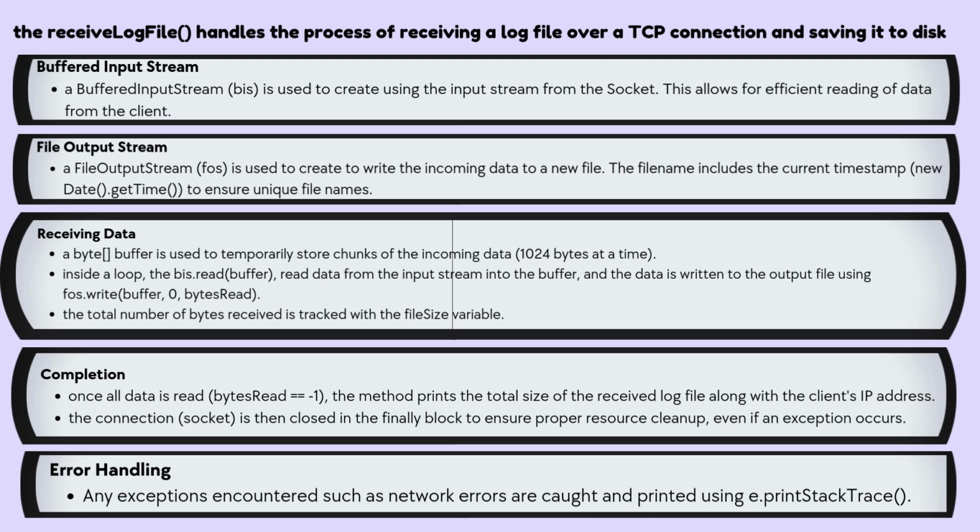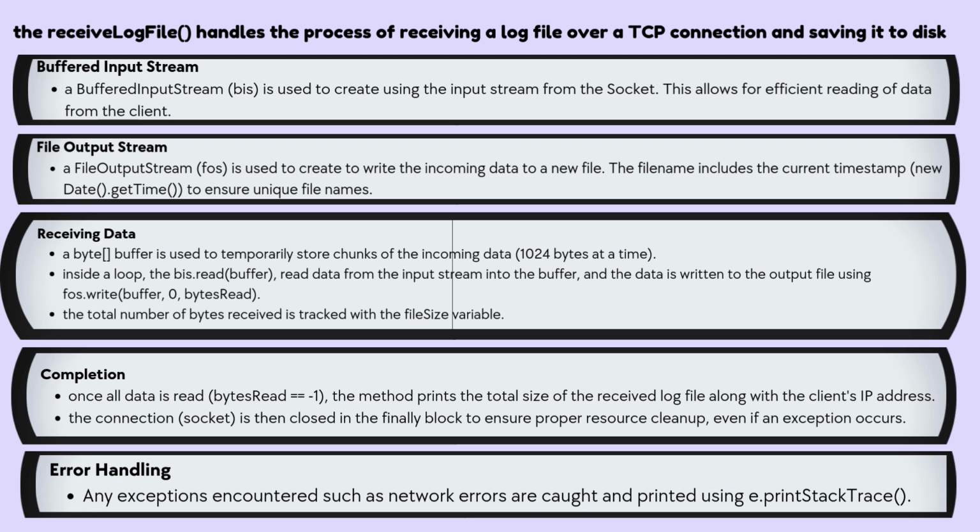Receiving data. A byte buffer is used to temporarily store chunks of the incoming data, which is 1024 bytes at a time. Inside a loop, the buffered input stream read buffer reads data from the input stream into the buffer, and the data is written to the output file using file output stream write buffer, 0, bytes read. The total number of bytes received is tracked with the file size variable.